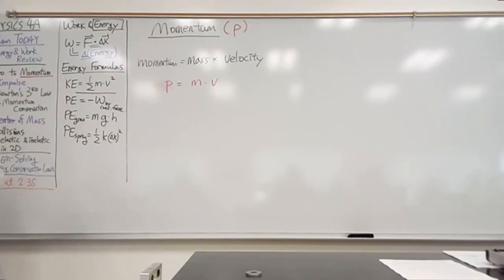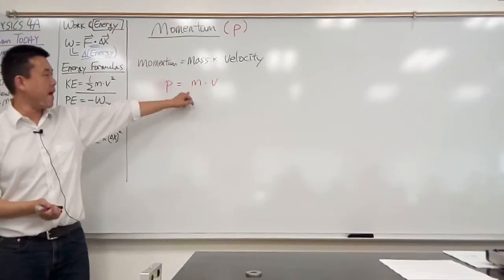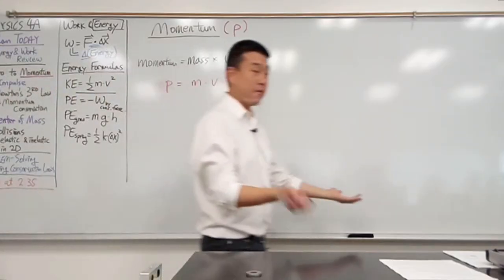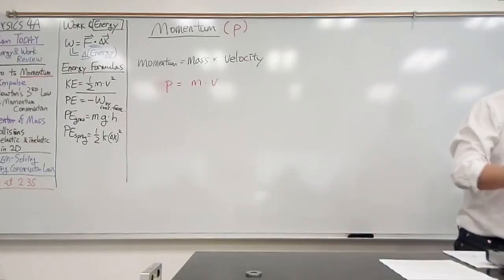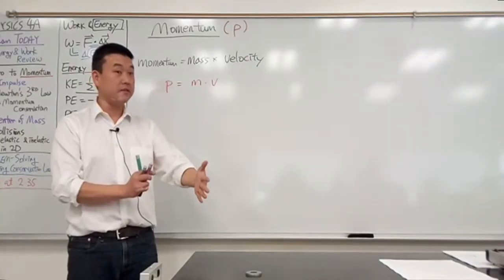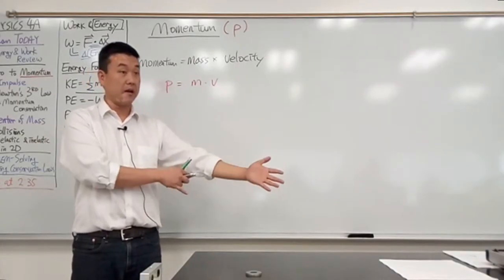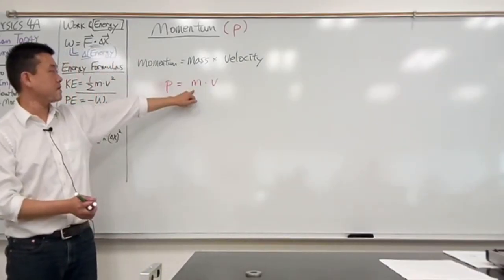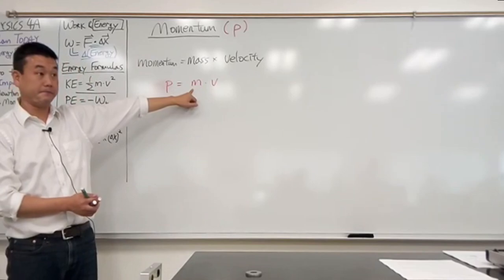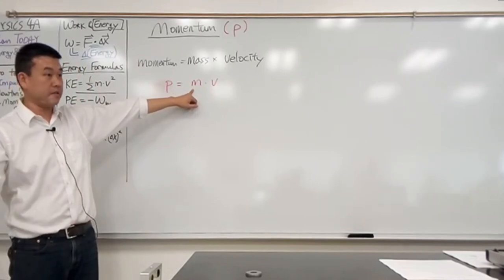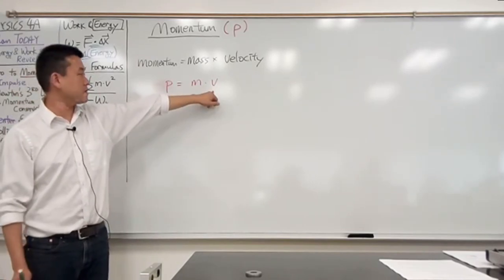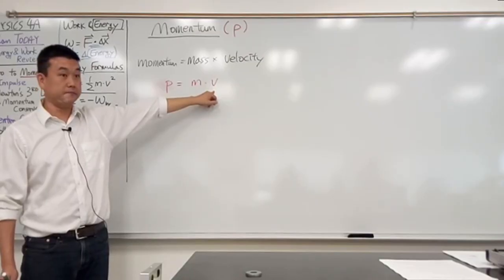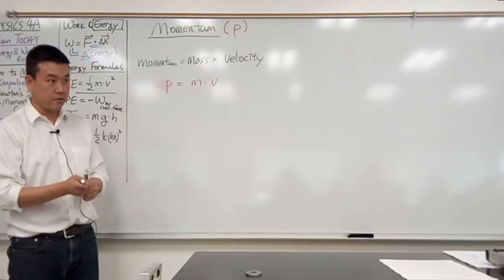I want to touch on something that I should touch on now. What kind of quantities are mass and velocity? Whenever I ask that question, it's a question of is it a vector or a scalar? If it's a vector, then I care about the direction. If it's a scalar, then I don't care about direction. So mass, what kind of quantity is it? It's a scalar. Mass doesn't have a direction. What kind of quantity is velocity? It's a vector. Velocity has a direction.